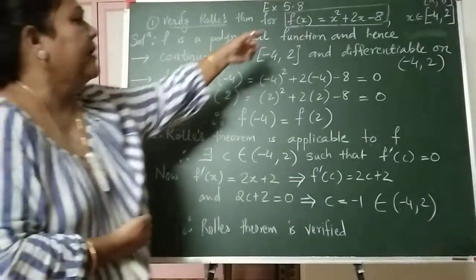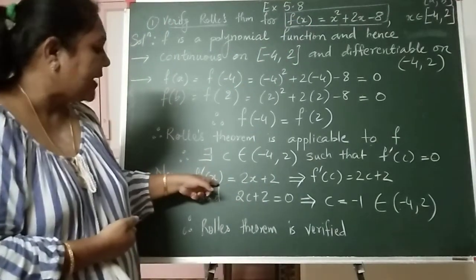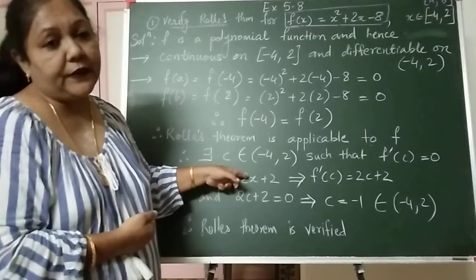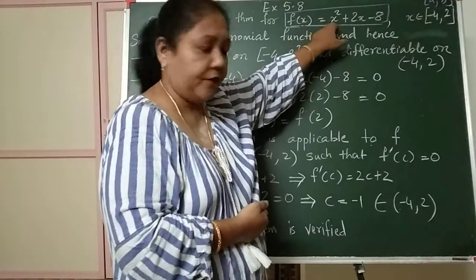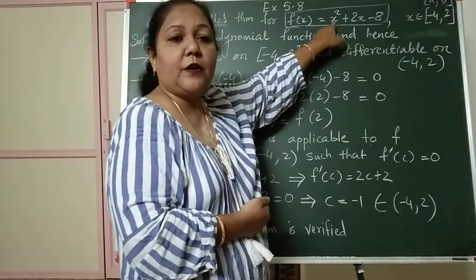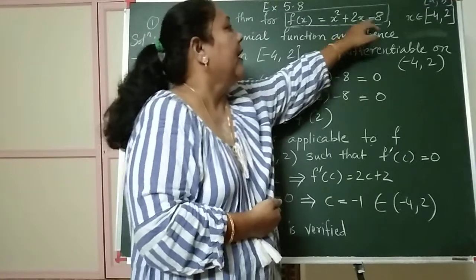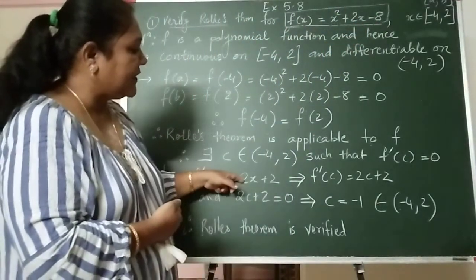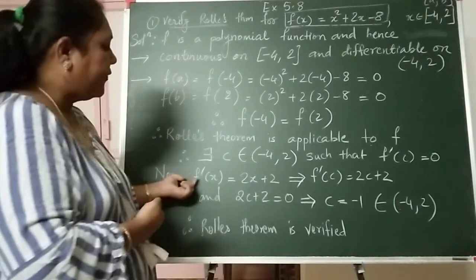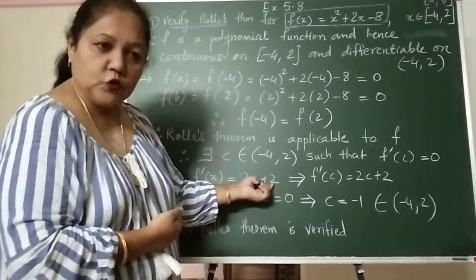Now, I have f of x, but I don't have f dash of x. So first I will calculate f dash of x. F dash of x means you differentiate the function f. So differentiate x square, the answer is 2x. Differentiate 2x, the answer is 2. And the differentiation of a constant is 0. So therefore I have the answer 2x plus 2. So f dash of x, that is, the differentiation of f of x, is 2x plus 2.